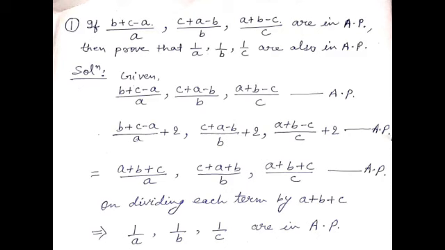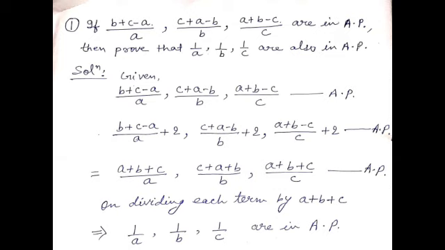In order to make all these properties and the concepts inbuilt in them more clear, I have considered a few examples for you, and here is the first one. If (b + c - a)/a, (c + a - b)/b and (a + b - c)/c are given in AP, then prove that 1/a, 1/b and 1/c are also in AP.